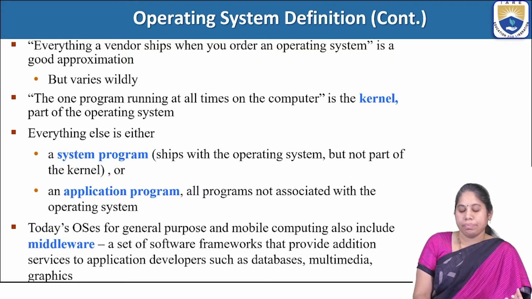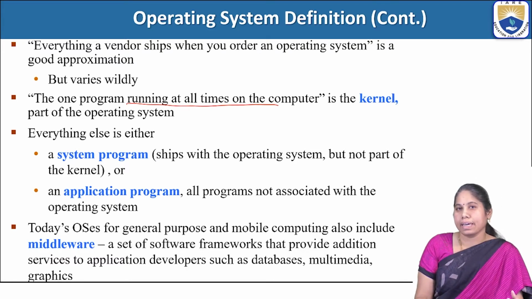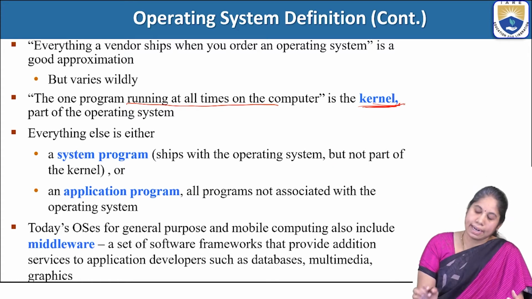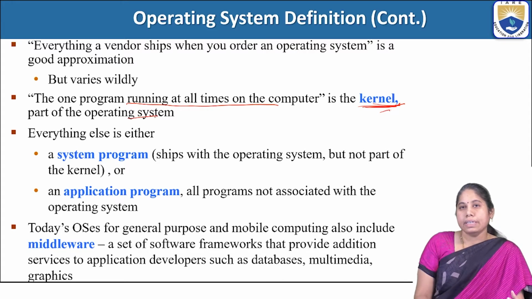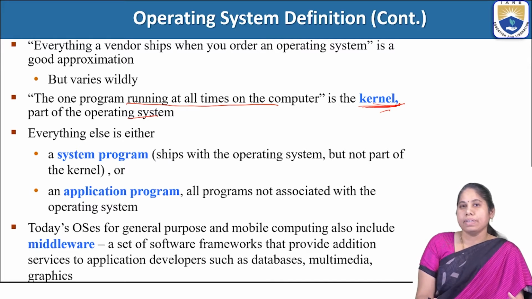So the one program running at all times in the computer is the kernel, which is a part of the operating system. It's also a program. It is inside the operating system, and it makes your operating system start running. So it has to run all the time on the computer. Everything else, the rest of the kernel, is also a system program only, which makes the operating system start running.